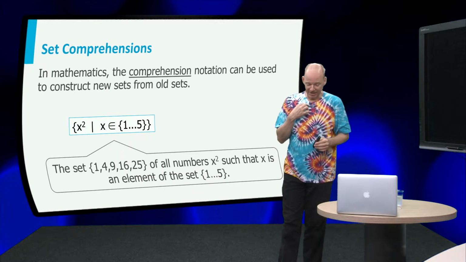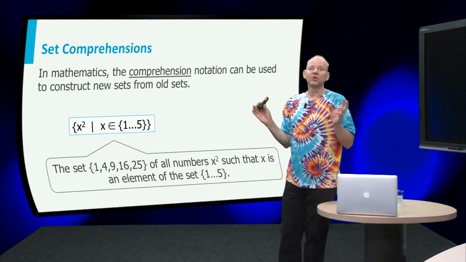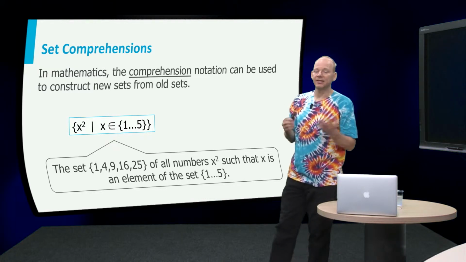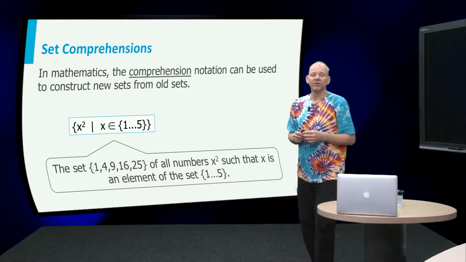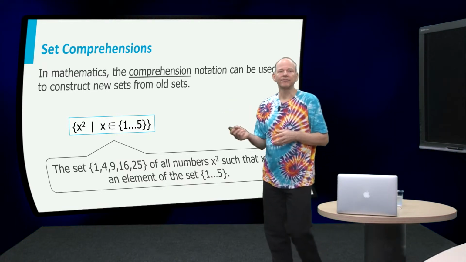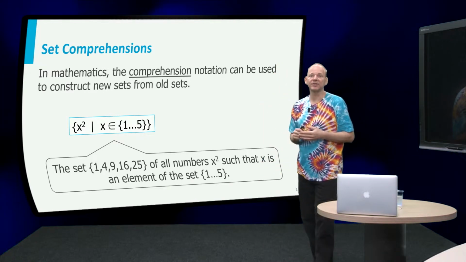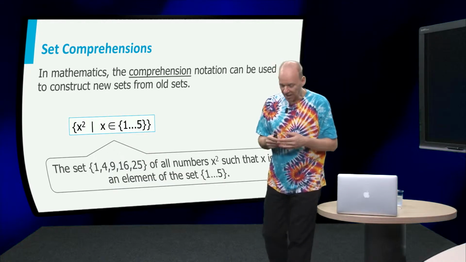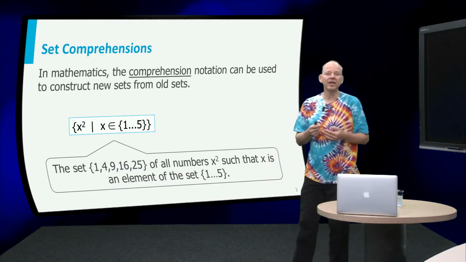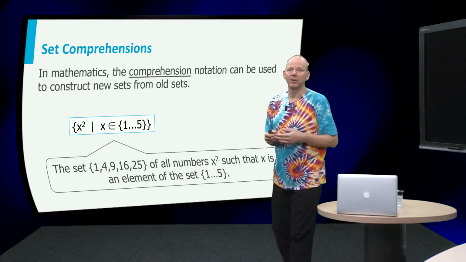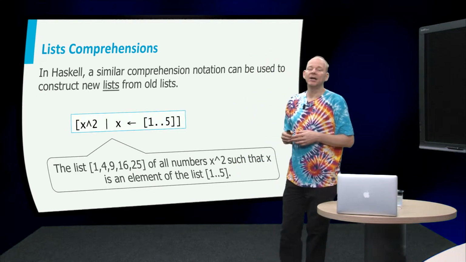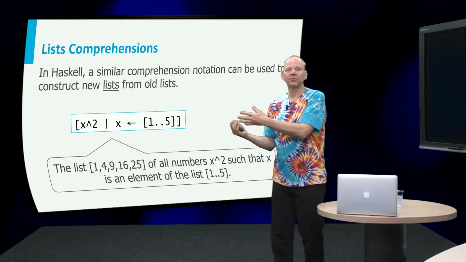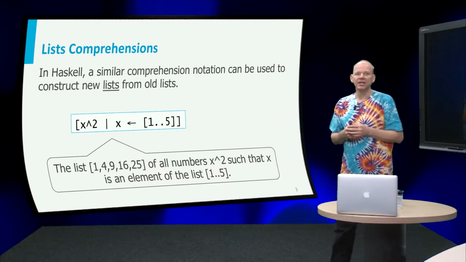All right, let's look at how mathematicians use so-called set comprehensions to define sets. Here's an example of a set of all squares with values between 1 and 5. So it's x squared, where x is taken from the set of 1 to 5. The result of this is the set 1, 4, 9, 16, 25. But as I said, if we take x to range over functions, then this becomes really hard to implement. So what people did in functional languages is take the same notation, the same ideas, but instead of sets, use lists. And so set comprehensions in mathematics become list comprehensions in Haskell.